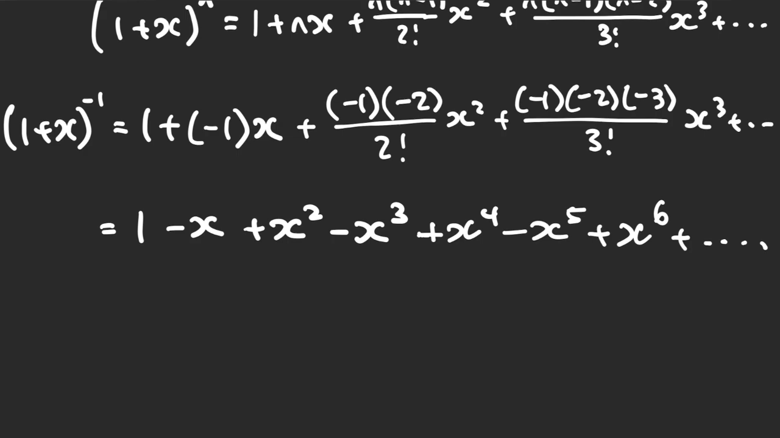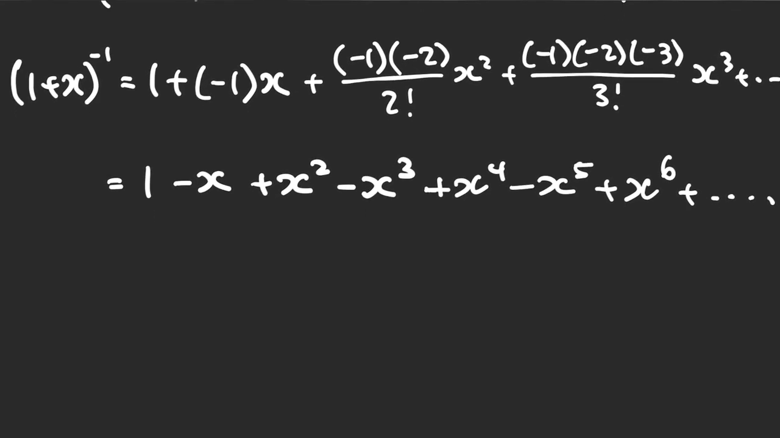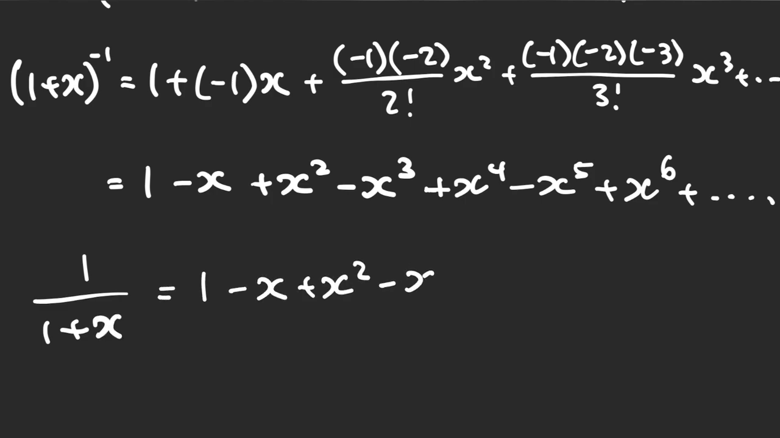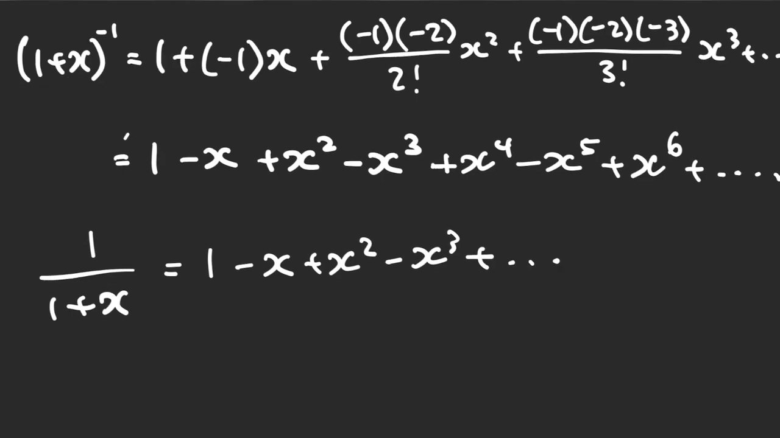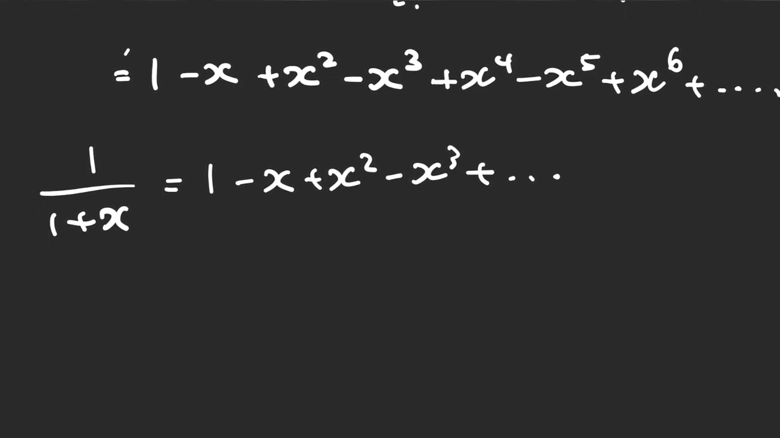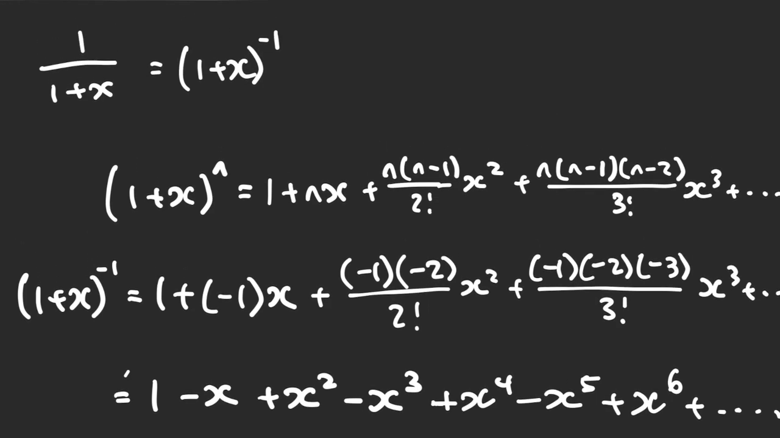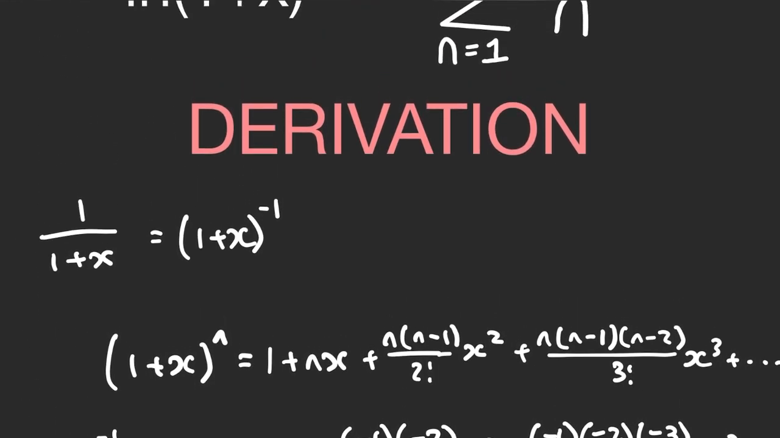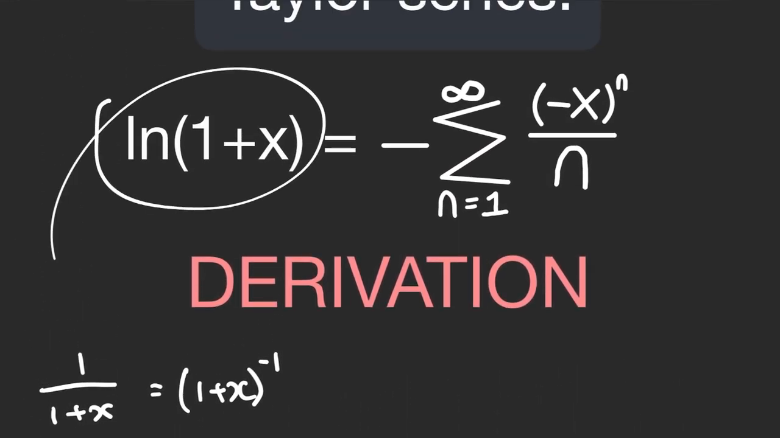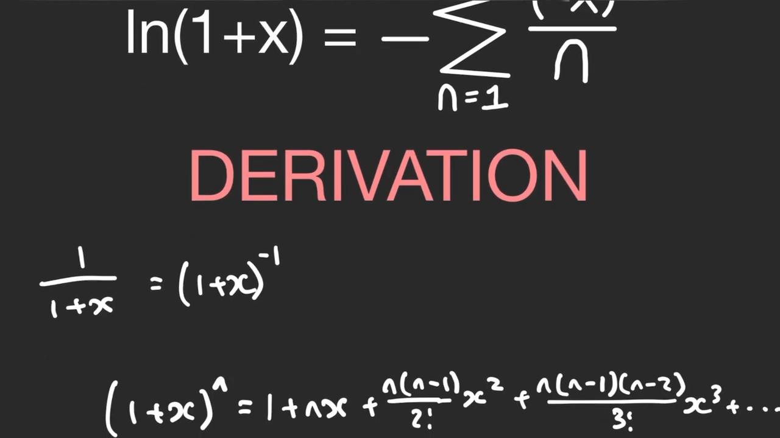Right, okay. So let's write down what we've got. We've just expanded 1 over 1 plus x, and we got 1 minus x plus x squared minus x cubed, and that just continues off forever to infinity. So what we are going to do now is look at how 1 over 1 plus x is actually linked to ln of 1 plus x, because don't forget, we're not bothered about 1 over 1 plus x. We want ln of 1 plus x, don't we? That's what we want as our end goal.